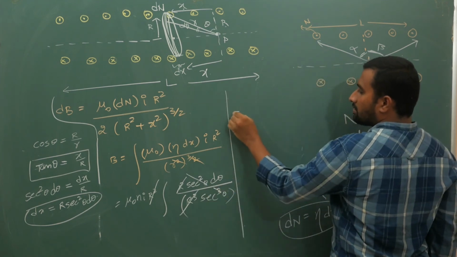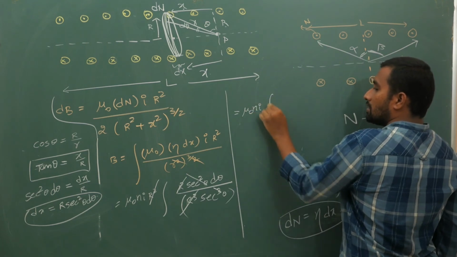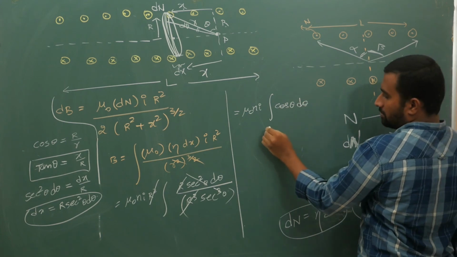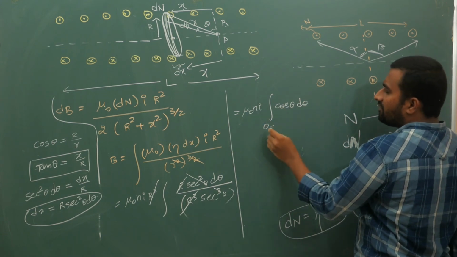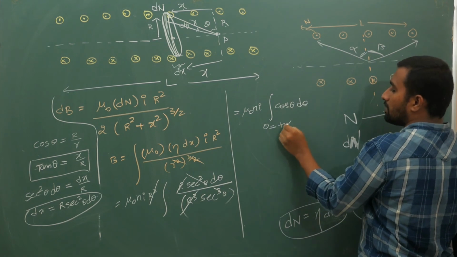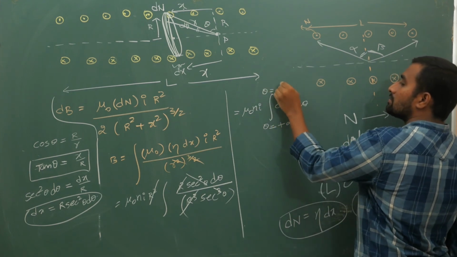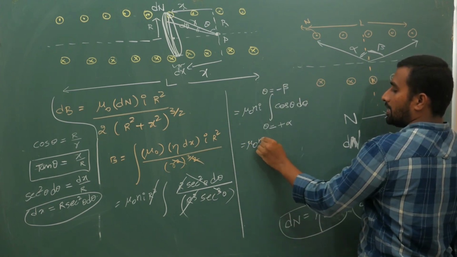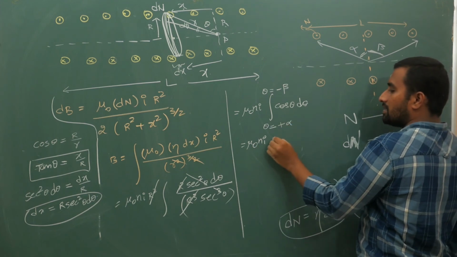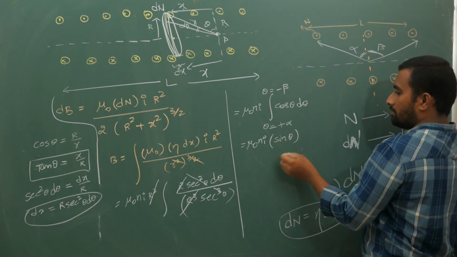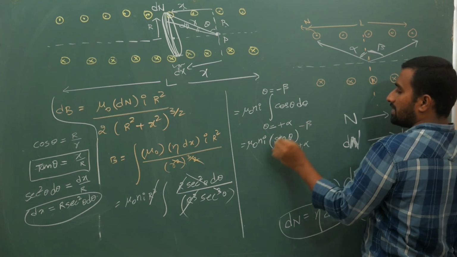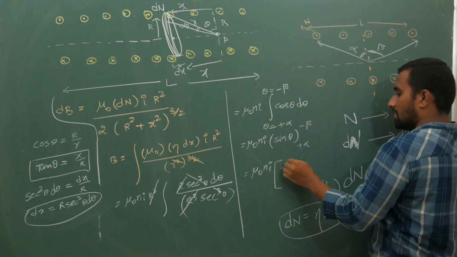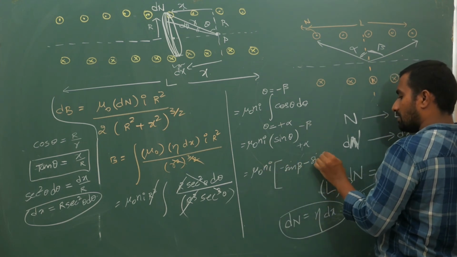So you are going to get mu naught ni times integral cos theta d theta from theta equal to, for left hand it is, according to this figure, plus alpha, for right hand it is minus beta, from left hand to right hand. So that is going to become mu naught ni times, integral of cos theta means sin theta from plus alpha to minus beta. So that will give you mu naught ni times minus sin beta minus sin alpha.